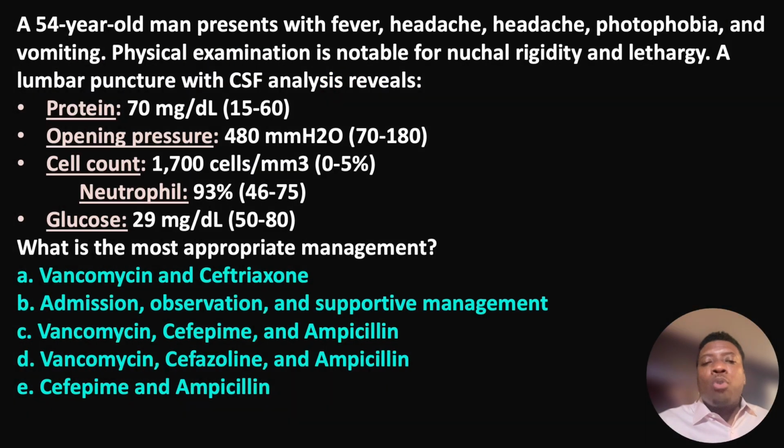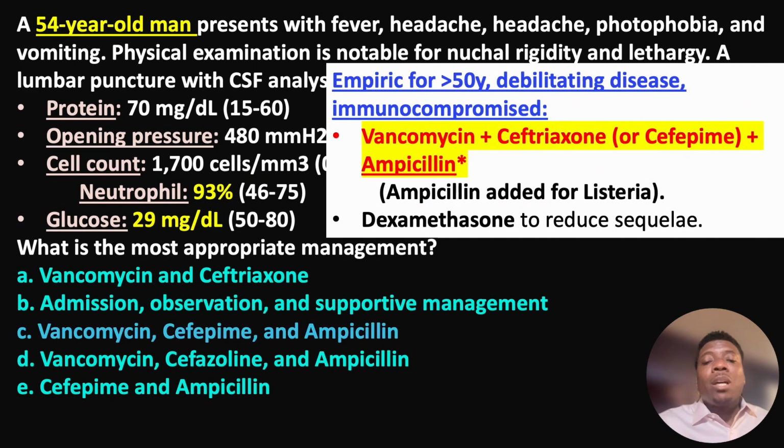What is the most appropriate management? A 54-year-old male presents with symptoms similar to meningitis. They have the classic findings and they're over the age of 50, which means you want to treat them with vancomycin to cover for gram-positive MRSA, a third or fourth generation cephalosporin, in this case cefepime, and ampicillin to cover for Listeria in patients over the age of 50 with debilitating disease or if they are immunocompromised.